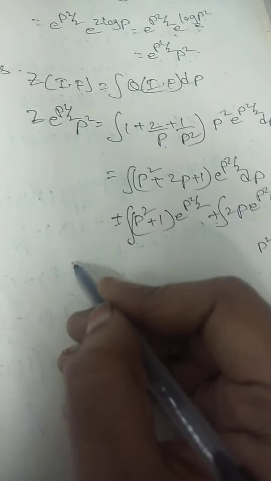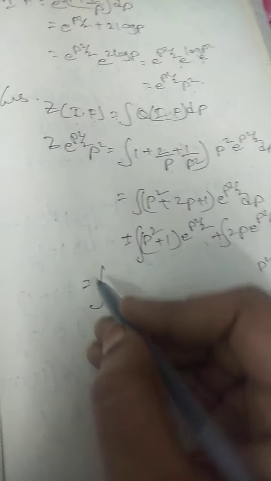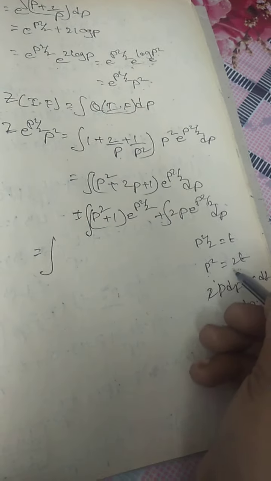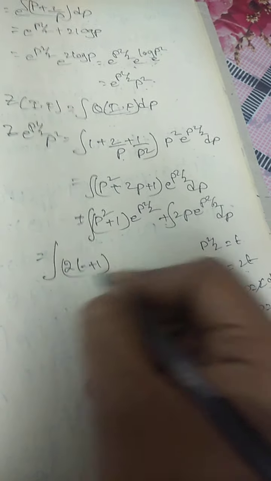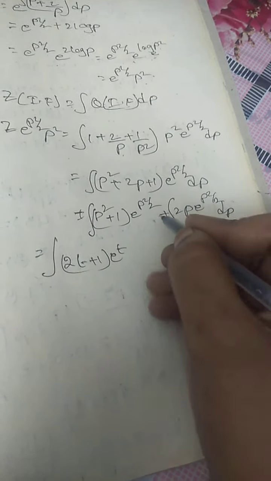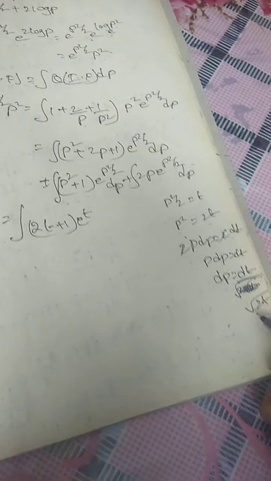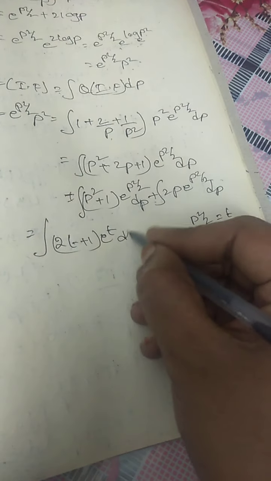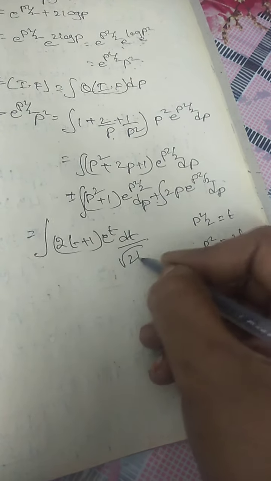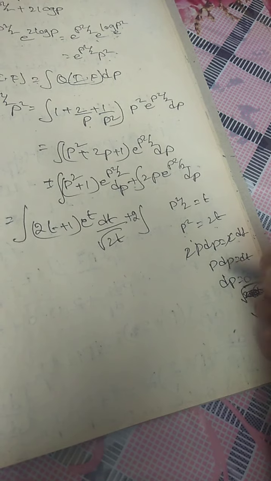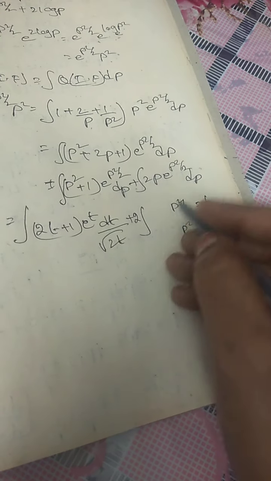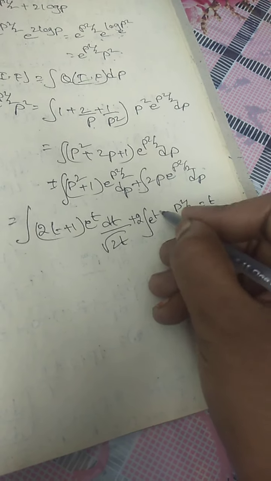Then substitute with the values. So z is equal to the integral of (p square plus 1) into e power t dp, that is (2t plus 1) e power t dp. Here dp is dt by square root of 2t. So 2 into, here p into dp is dt, and e power t dt.